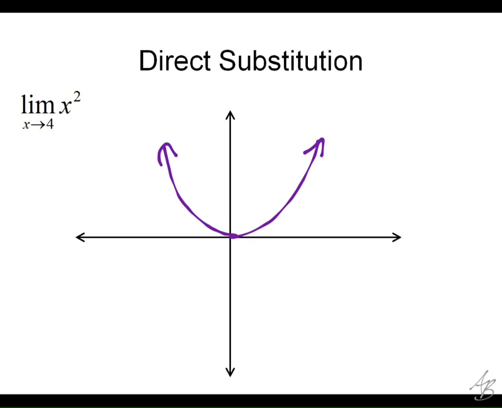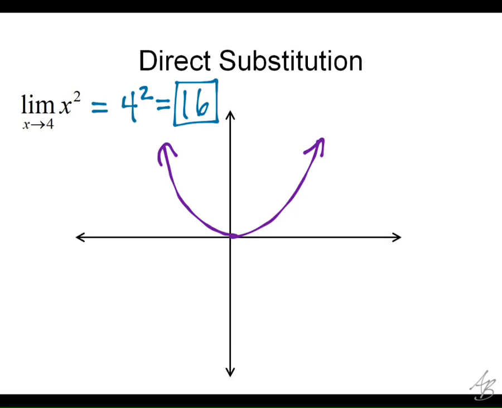It just says that the limit as x approaches 4 of x squared is just going to be 4 squared, which is 16. So the graph helps us in the sense that the graph is continuous. And we know that the graph of this is continuous.